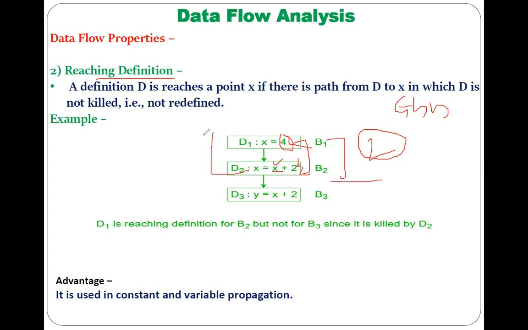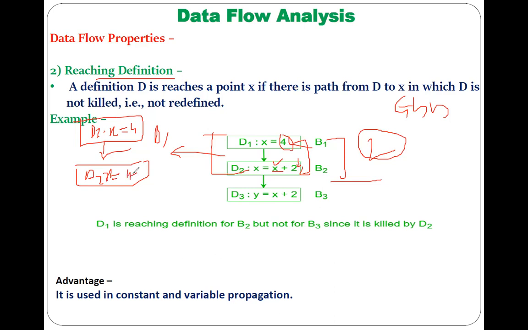So I will do the global optimization for this here. You can mention it like this: d1 equal to t1 as x equal to 4. This is one basic block. Then the next basic block, now this is b1. The next basic block you can mention like this: d2 as x equal to 4 plus 2.